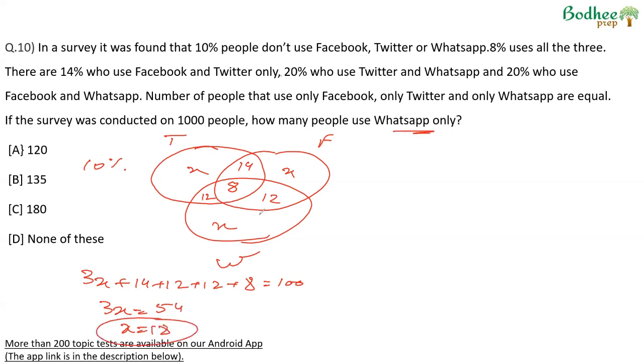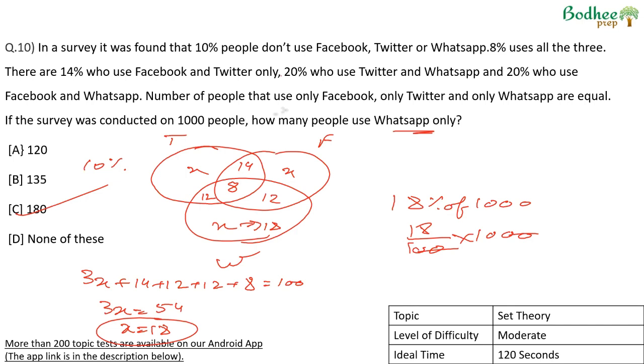How many people use WhatsApp only? WhatsApp is 18%. Number of people on whom the survey was conducted was 1,000. So 18% of 1,000 use WhatsApp only, or 18 by 100 into 1,000, which gives me the answer as 180. Option C becomes the answer. Again, moderate level of difficulty. Just have to be very sure of where the only is mentioned, where it is not mentioned. Overall moderate level, about 2 minutes to solve.